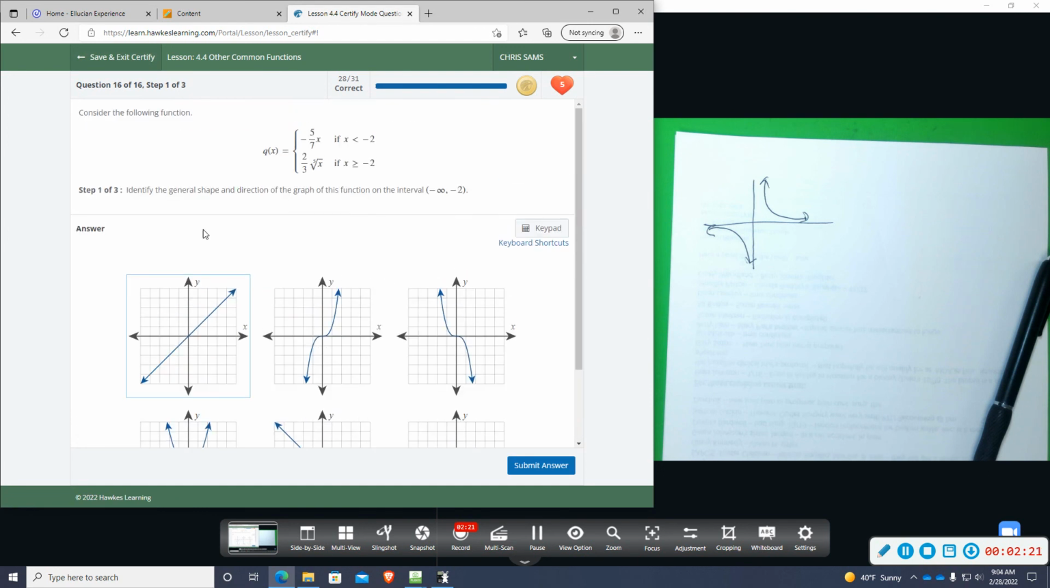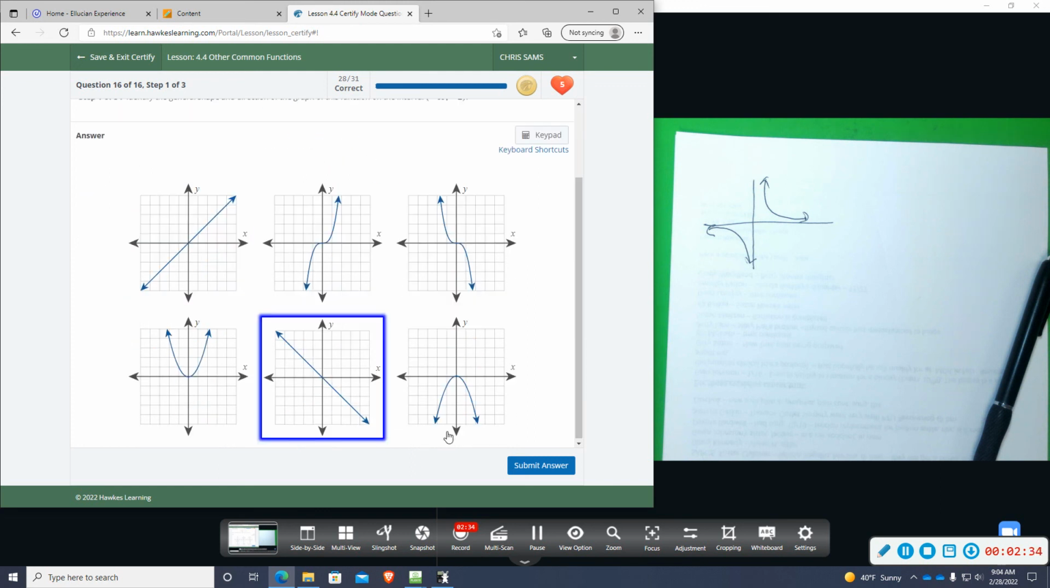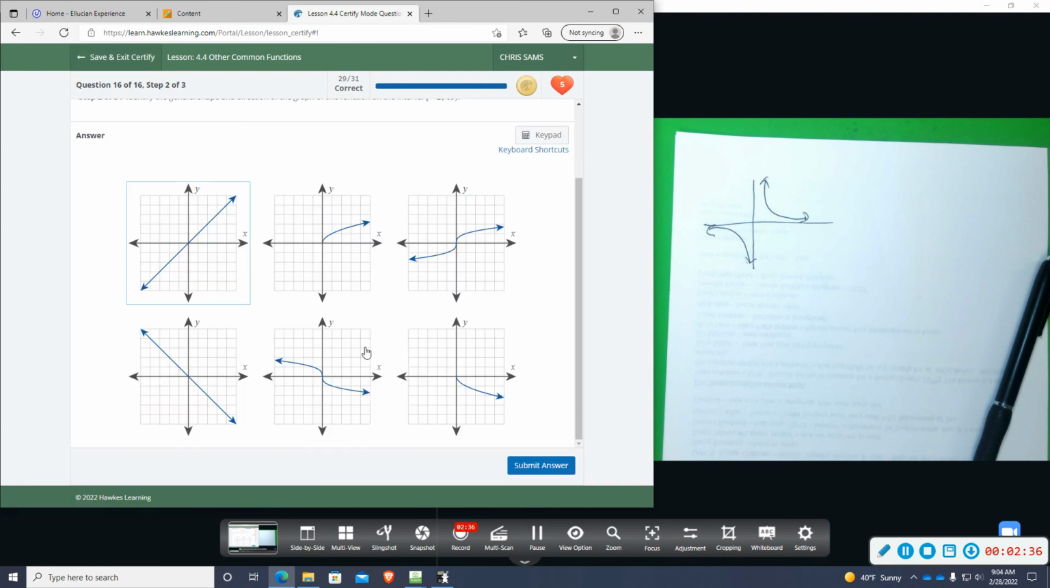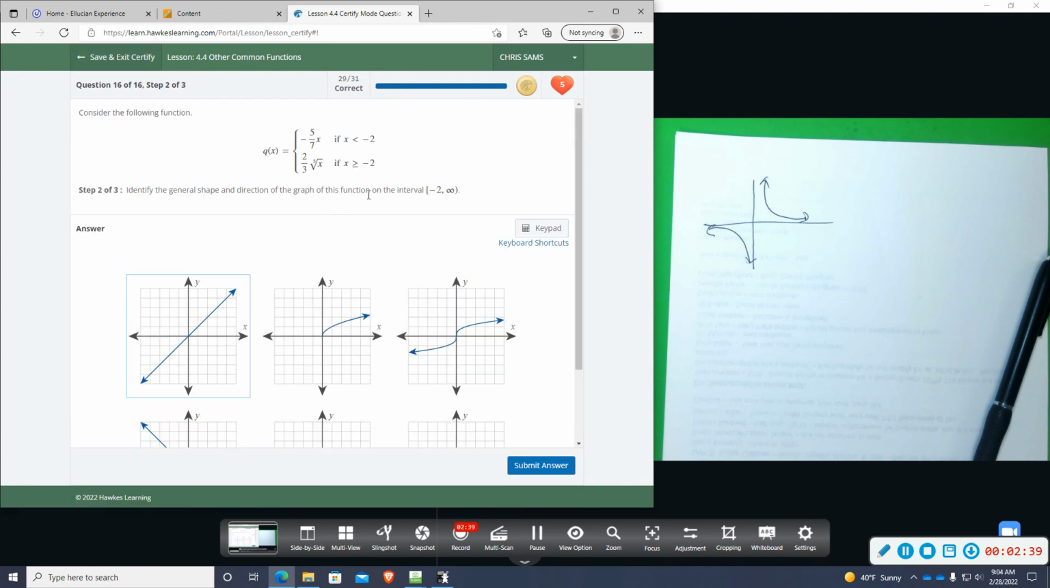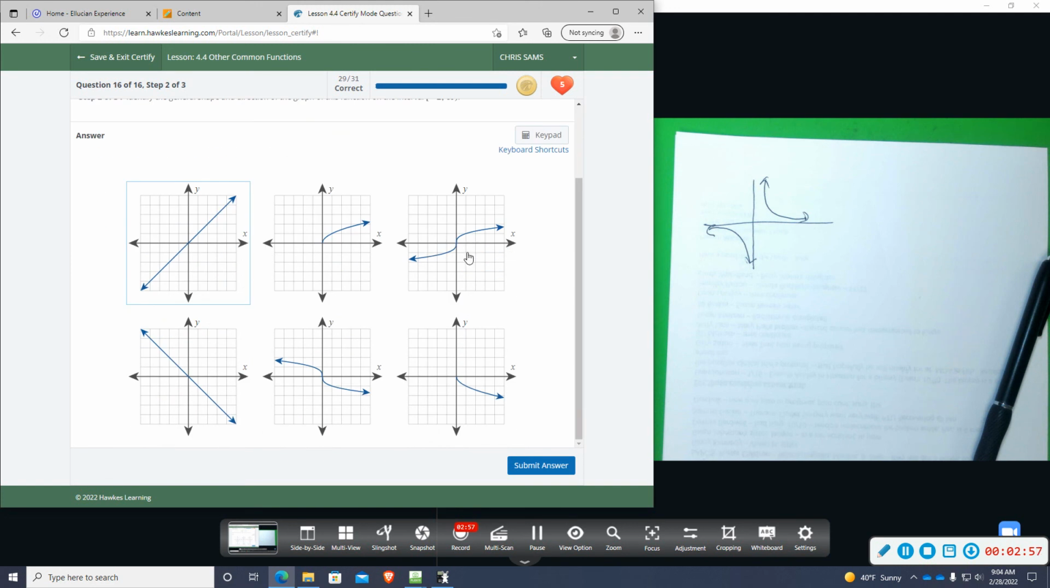All right, and then we have one last one with the same process. We're going to identify the graph from negative infinity to negative 2. That would be the top graph. It's linear and it's negative, so it's going to be going down from left to right. Then from negative 2, including negative 2, up to positive infinity, it is a 5th root. Okay, so it's kind of like the square root function. It curves out to the right and it goes both ways. It's positive, so it will be this third choice.